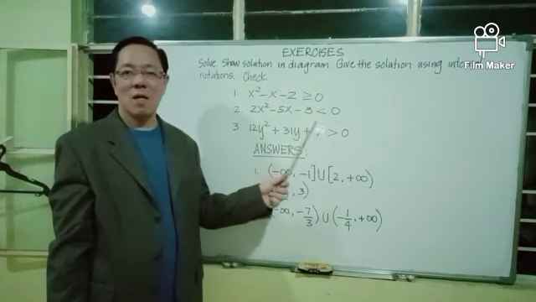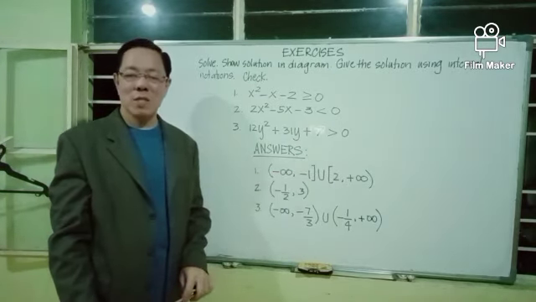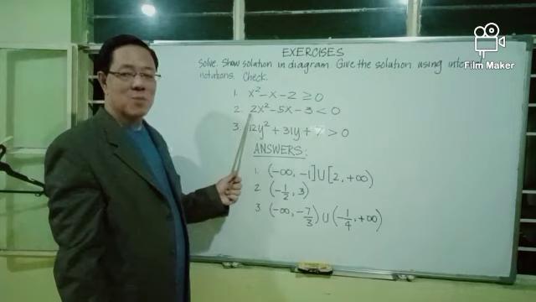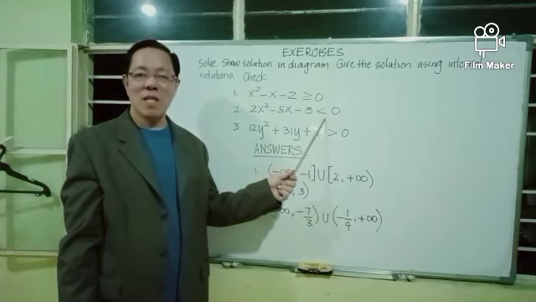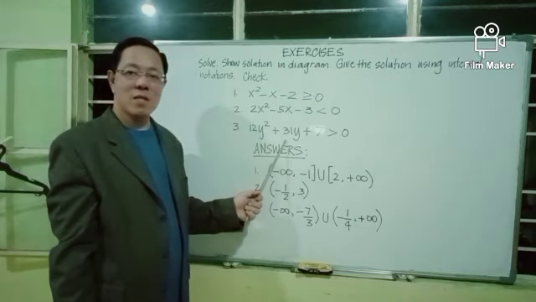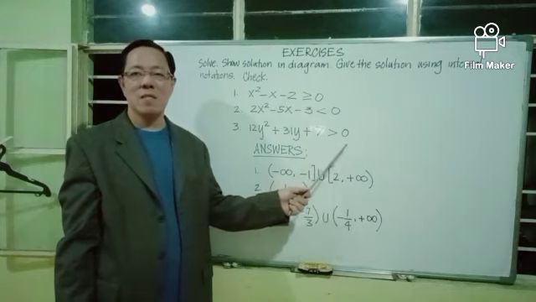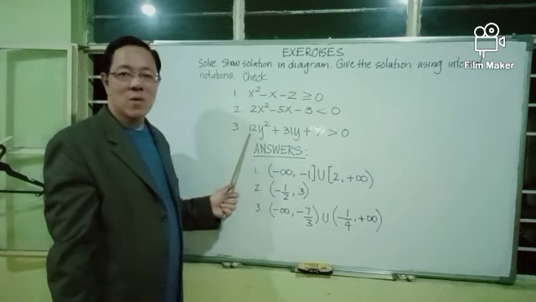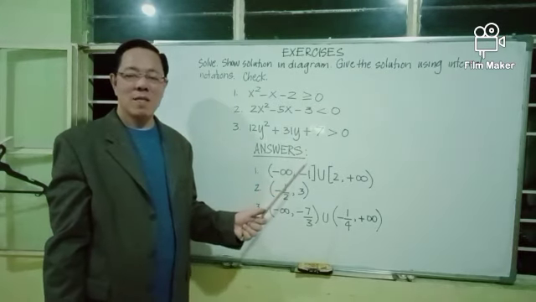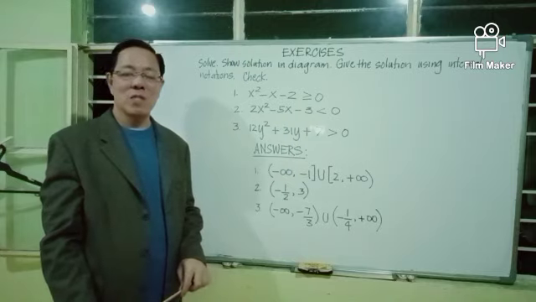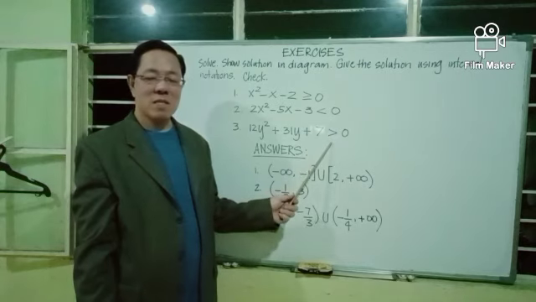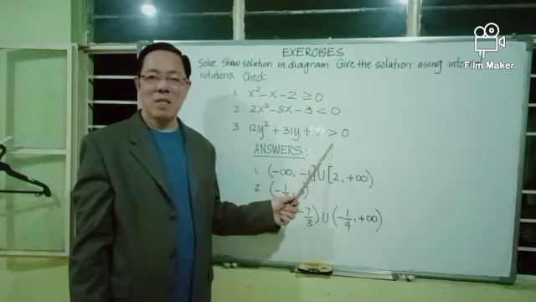Again, you factor out the quadratic expression and you consider two cases for which the product of the factors of this quadratic expression would be negative or less than 0. Number 3, 12y squared plus 31y plus 7 greater than 0. Factor out the quadratic expression 12y squared plus 31y plus 7. And then you consider two cases for which the product of the two factors of this quadratic expression would be positive or greater than 0.